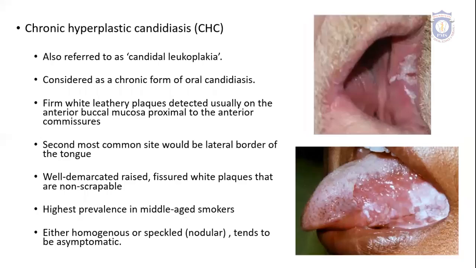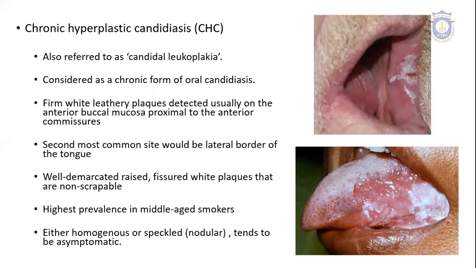Next chronic form is chronic hyperplastic candidiasis. So this condition is also referred to as candidal leukoplakia due to its appearance. It is considered as a chronic form of oral candidiasis. We can see firm, white, leathery plaques on the anterior buccal mucosa proximal to the anterior commissures. You can see in the first picture, white leathery plaques on the left commissure of the lip. So that is the most common site.